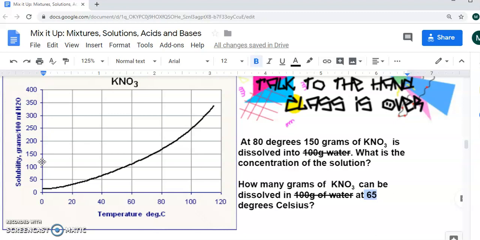So I'm going to walk you through that again. I'm going to go over to 65 because that's what my problem wants to know. I'm going to go up until I hit the line because we're looking for the amount or grams that can be dissolved. So we're looking for saturation. And we're going to go over to determine that number, and it's going to be about 110.